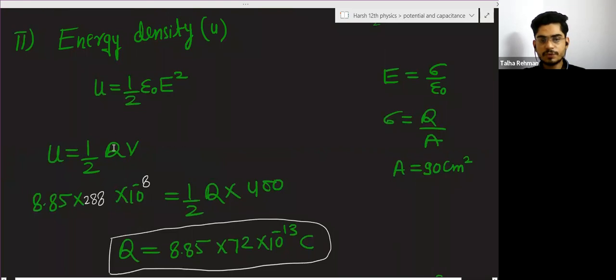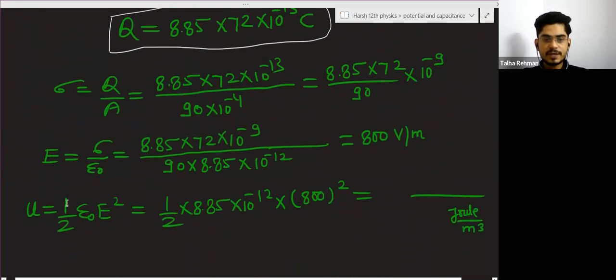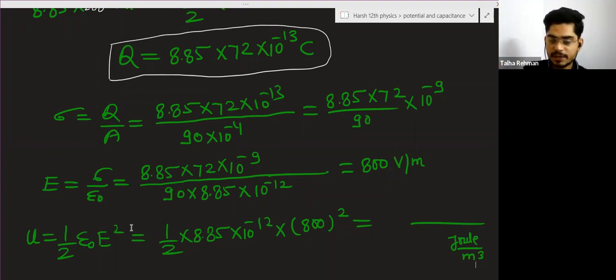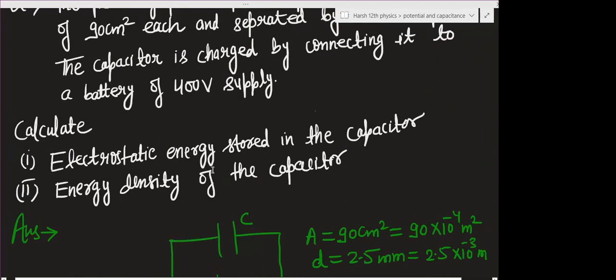And here we have used this formula because we want to calculate the value of charge, and we know that the energy density is half epsilon naught E square. We have epsilon naught, but we do not have E. So for E we have calculated first sigma, and for sigma we have calculated charge. So in the numerical you have to relate the things. Please note it down.